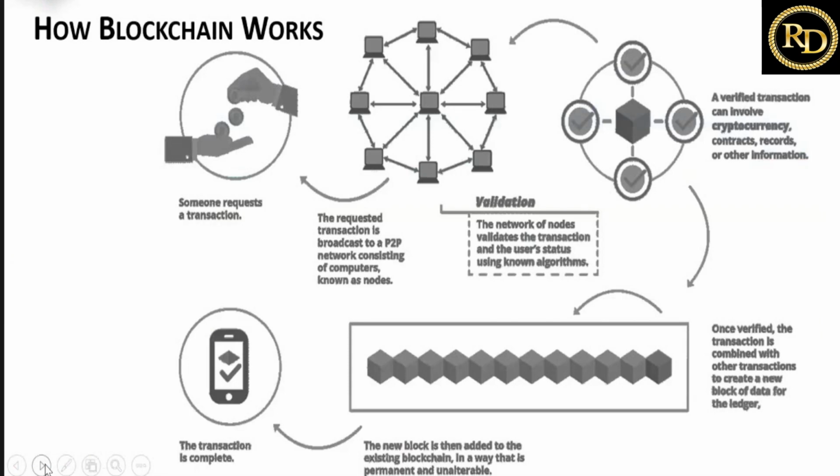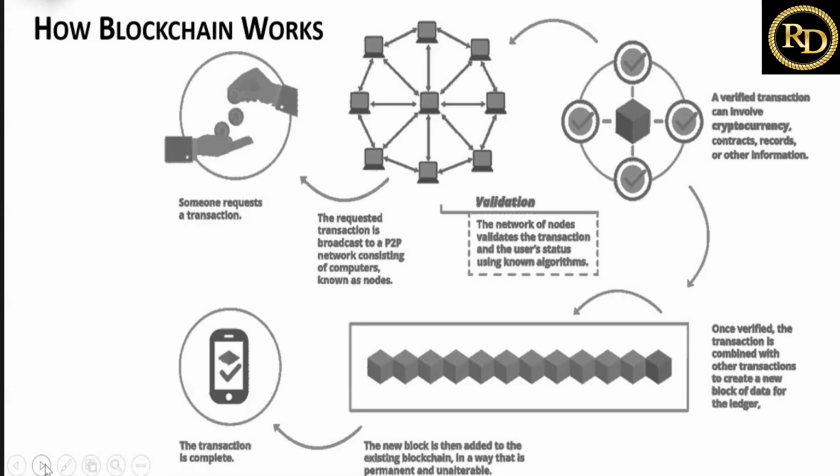So for example, there are multiple people who are part of the blockchain network, and then someone requests a transaction. The requested transaction is broadcasted to all those who are typically peer-to-peer connected to the blockchain network, which consists of computers, known as nodes. These computers can be laptops or desktops, or a mobile device, or any device which has computational power.